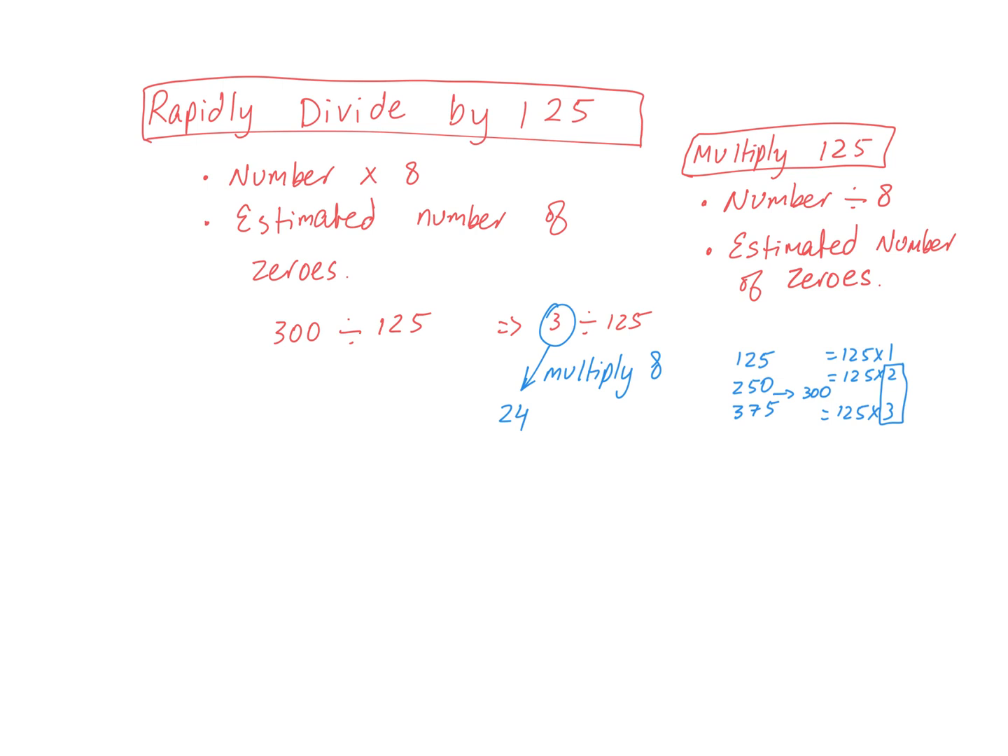And we are getting 24. So if it's between 2 and 3, where should we put the decimal point so that it works out? So 300 divided by 125 would be 2.4, because 300 is between 125 times 2 and 125 times 3. So it's somewhere in between that. Therefore, the answer would be 2.4.